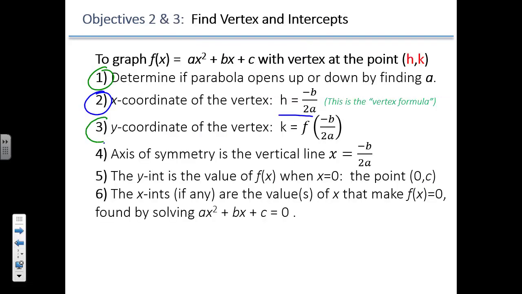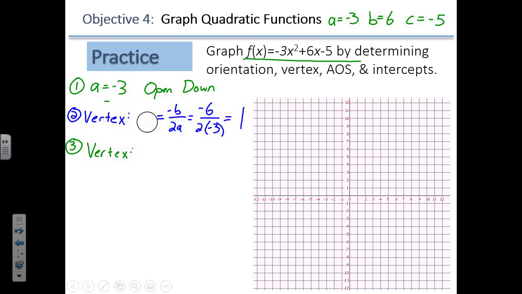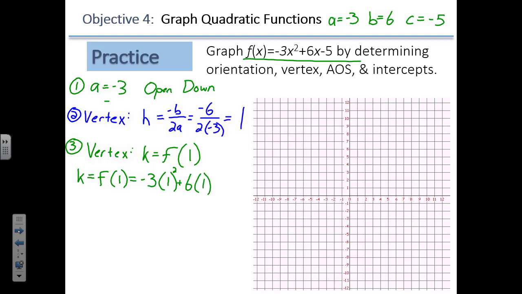Now let's use that value of 1 to go ahead and find the y-coordinate by plugging that number into our function. I just noticed a little error here. I accidentally said x equals negative b over 2a. It is the x-coordinate, but we typically call that value h. Now we're going to find k, which is f of that value. In this case, that is f of 1, which is going to be negative 3 times 1 squared plus 6 times 1 minus 5. And if we compute that, we get negative 2.